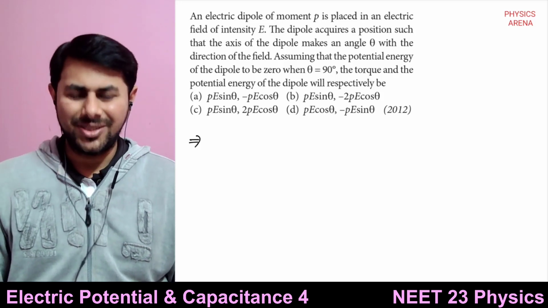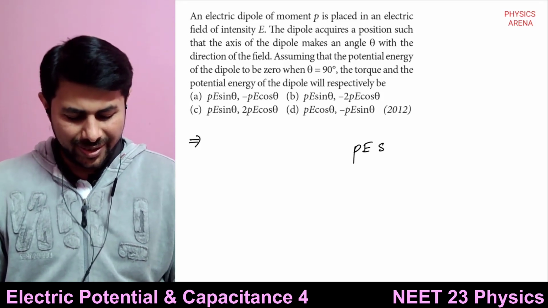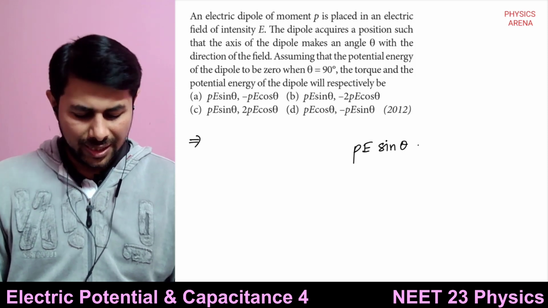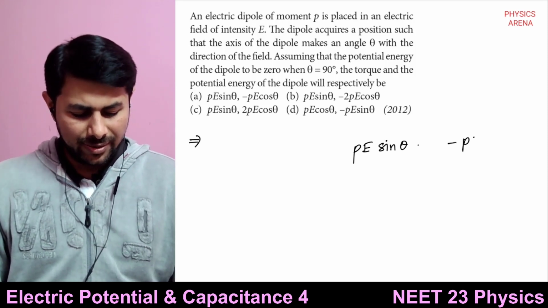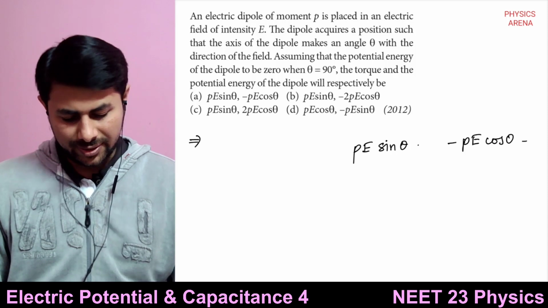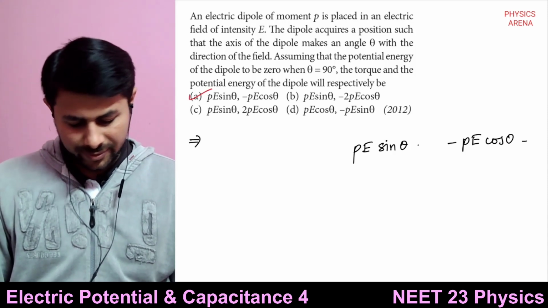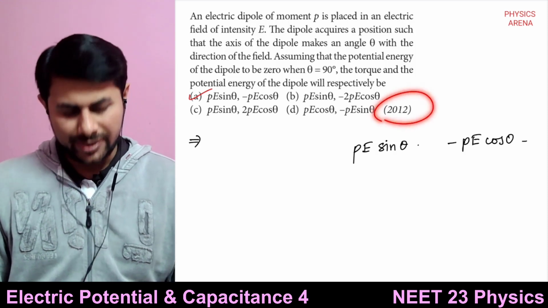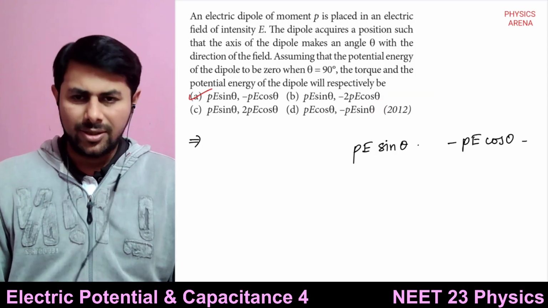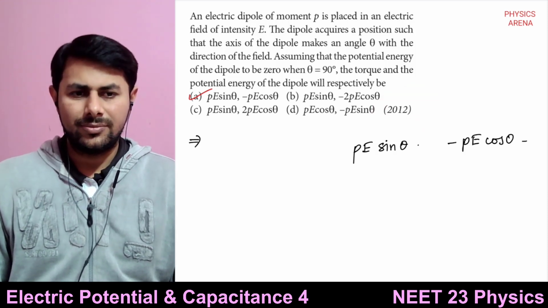Okay, so what is torque? P sine theta. And what is potential energy? Minus P cos theta. Right? So it's option A. Okay, this one is simplest if we remember the formulae.